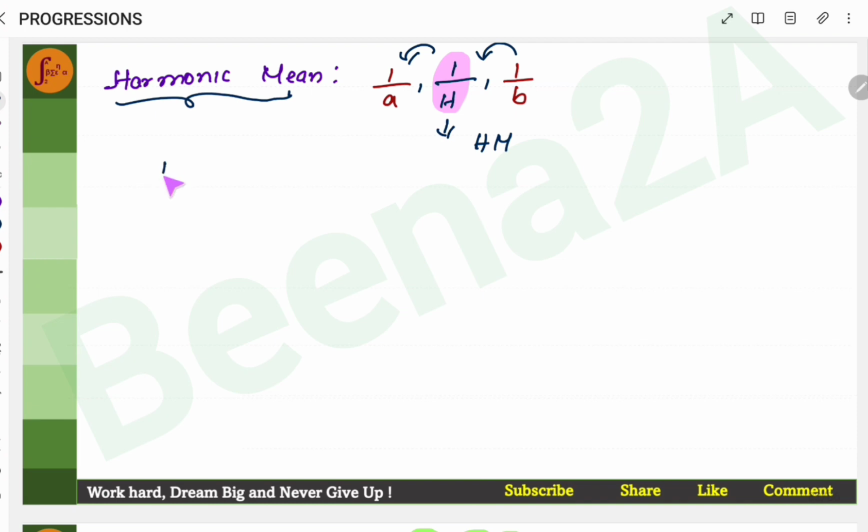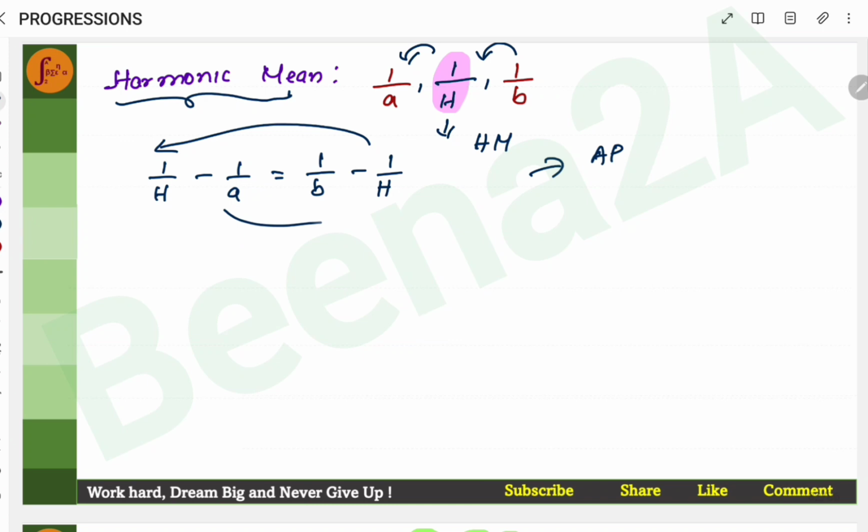So it is 1/h − 1/a = 1/b − 1/h, same as arithmetic progression. Now I'll bring 1/h here and 1/a here. So this will become 1/h + 1/h = 1/b + 1/a. So this is nothing but 2/h = (a and b).